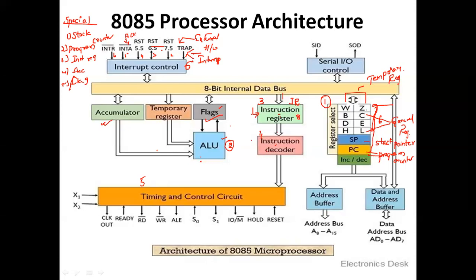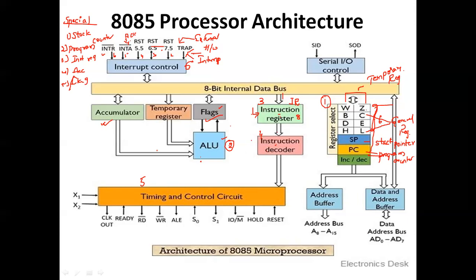What are the different interrupts? RST 7.5, RST 6.5 and RST 5.5. These are the three interrupts we are going to have. And the trap signal, I have already explained. And here we have the INTR. INTR is nothing but the interrupt. Whenever it wants the microprocessor, with this pin it is going to interrupt the microprocessor. In turn, the microprocessor is going to send an interrupt acknowledgement signal. So this is regarding the interrupt control.